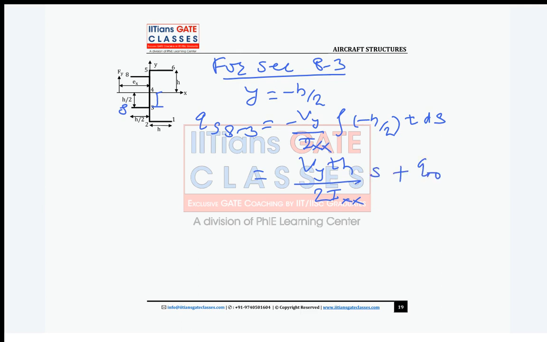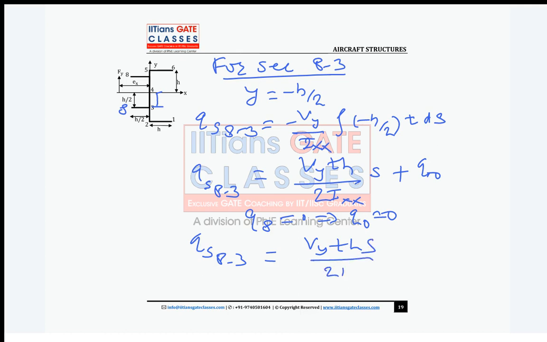Now this integral constant, again in this case also it will be 0, because at the free end we know your q is 0, so your q naught is 0. So that means the variation of 8 to 3 is how much? It is Vy t h s upon 2 Ixx.